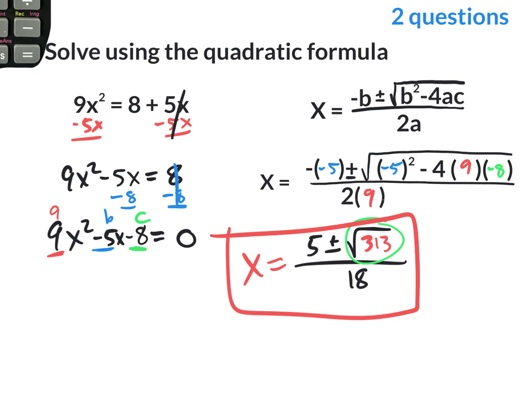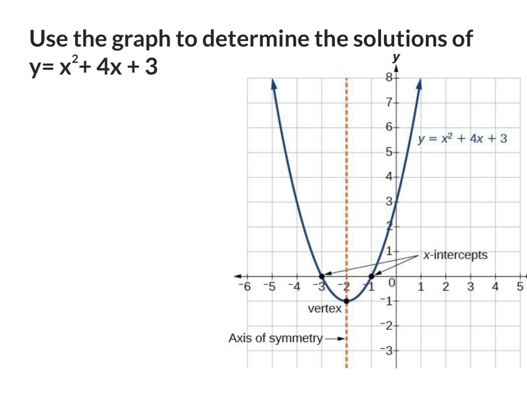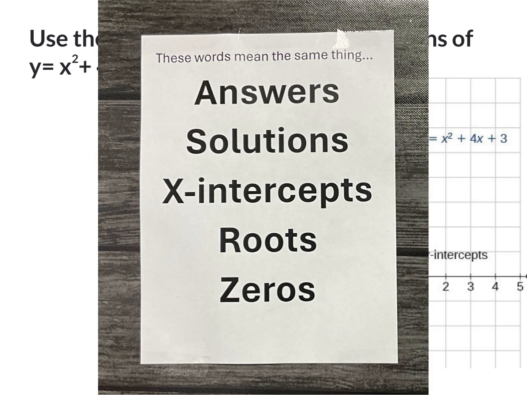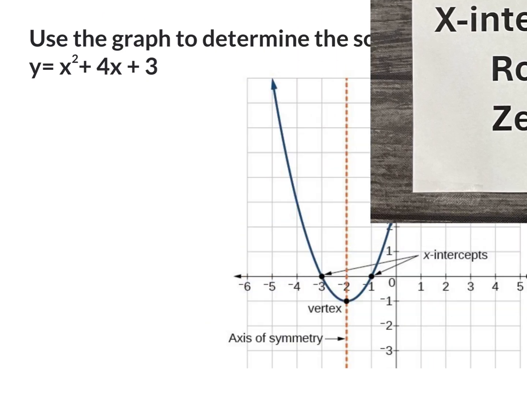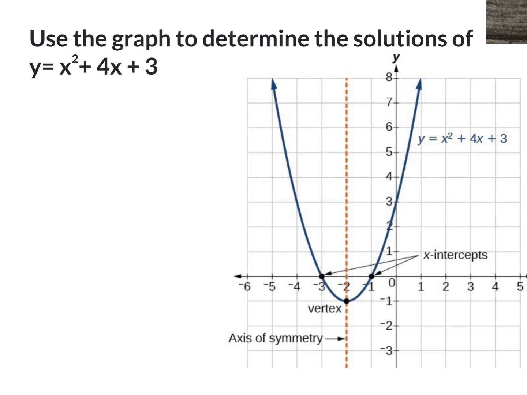Another method of solving a quadratic trinomial equation or a quadratic equation is to graph it and find the x-intercepts. There is a question on the final like this that says, use the graph to determine the solutions of the equation. So we need to remember again that the solutions are the x-intercepts. If it says use the graph to find the solutions, it's really saying find these x-intercept values. So it's as easy as that.